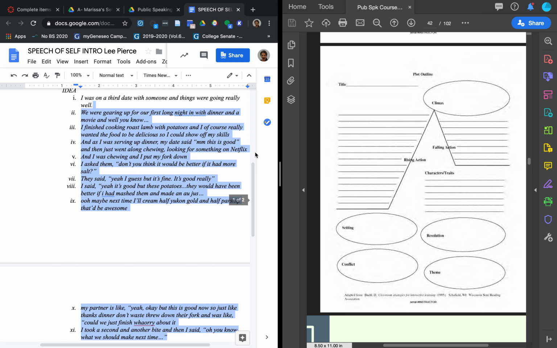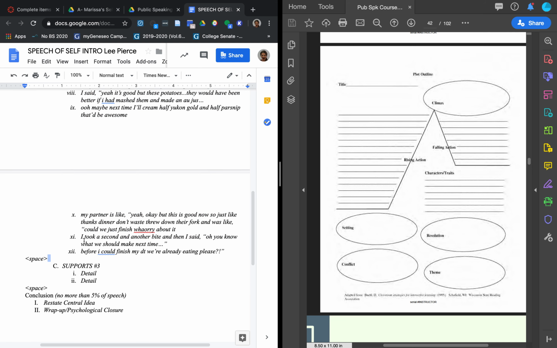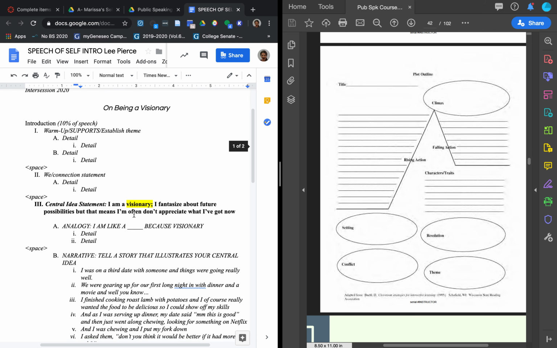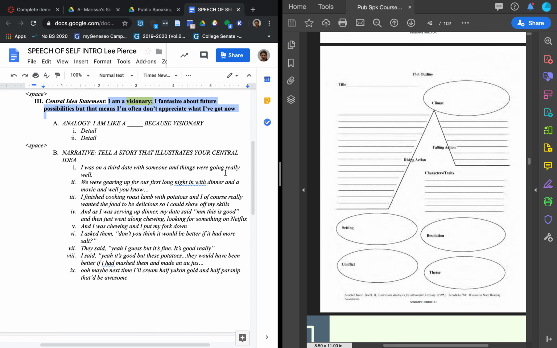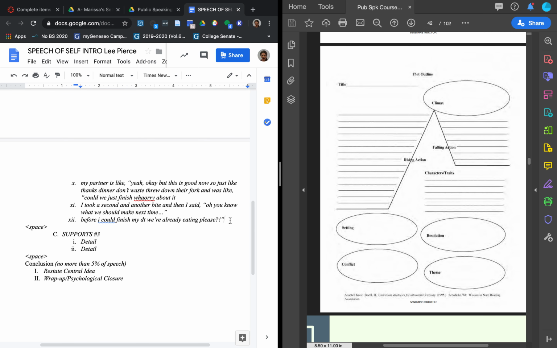So the climax happens right when the date says, could we just eat our fucking dinner before we start talking about next dinner? And then the following action you actually don't even need, because since you've already told the audience the point of the speech, this following action, or what's called the resolution, it's just the central idea. So if you've done everything right, you should be able to say the climax, and then the following action can just be implied because you already have a really tight central idea statement, okay? But you can restate it if you want to, right?